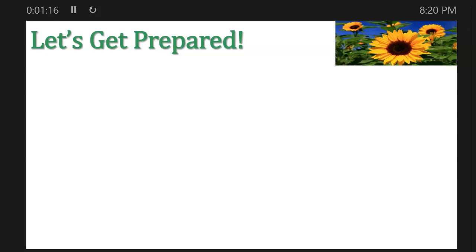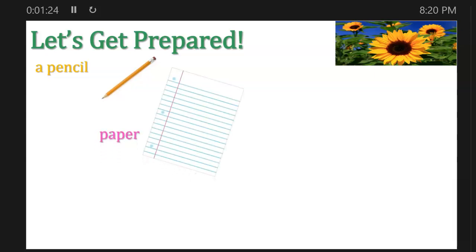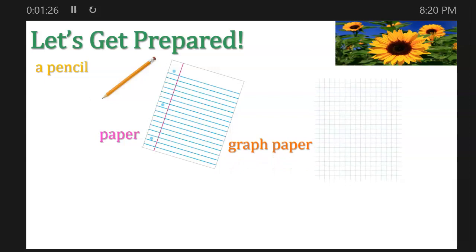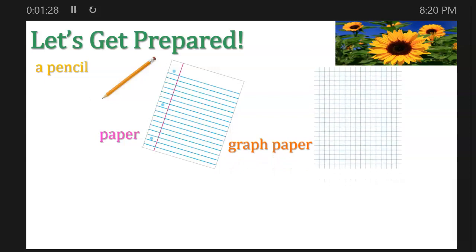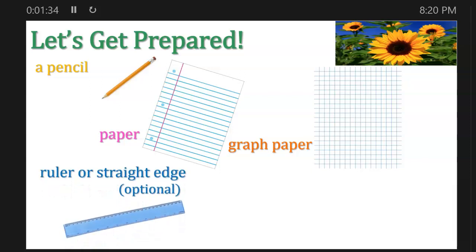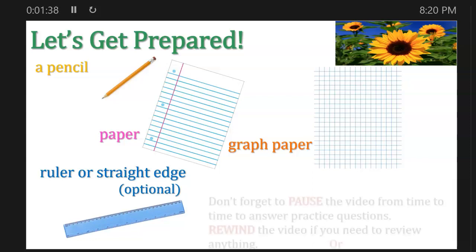Now let's get prepared for today's lesson. We're going to need a pencil, hopefully with an eraser in case we make any mistakes. We also need a piece of paper to take notes, and we need some graph paper so that we can plot some points and do some translations on a coordinate plane. A ruler or straight edge is optional for this lesson, so it may help you to draw some straight lines, but it's not necessarily required.